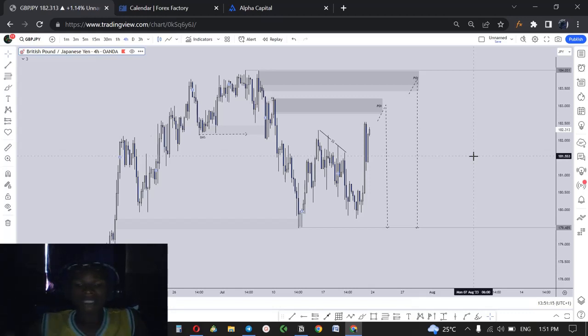Once I see that confirmation, even if I take a loss, it doesn't really touch me the way I try to go aggressively. One thing we should all have as a trader is to always do what you find confident doing.